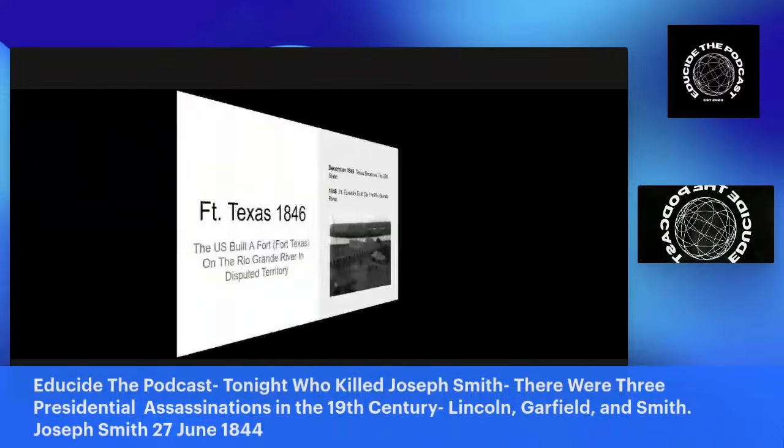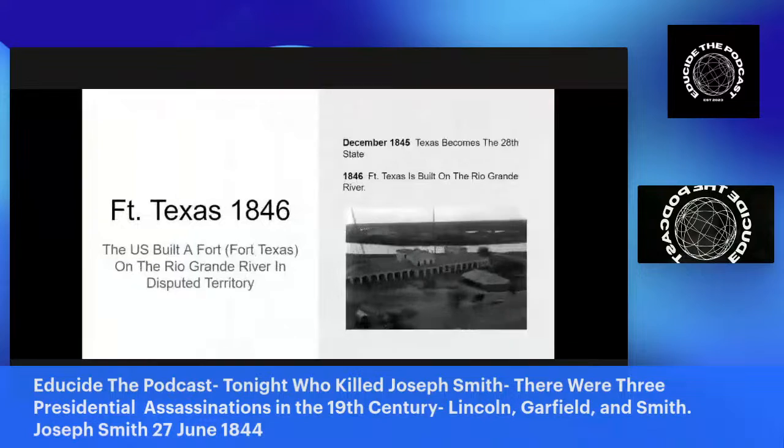Fort Texas, 1846. The United States built a fort, Texas, on the Rio Grande River in disputed territory. They are attempting to get the Mexican army to attack them. Mexico claimed up to the area where I'm broadcasting from today would have been the northern part of Mexico.